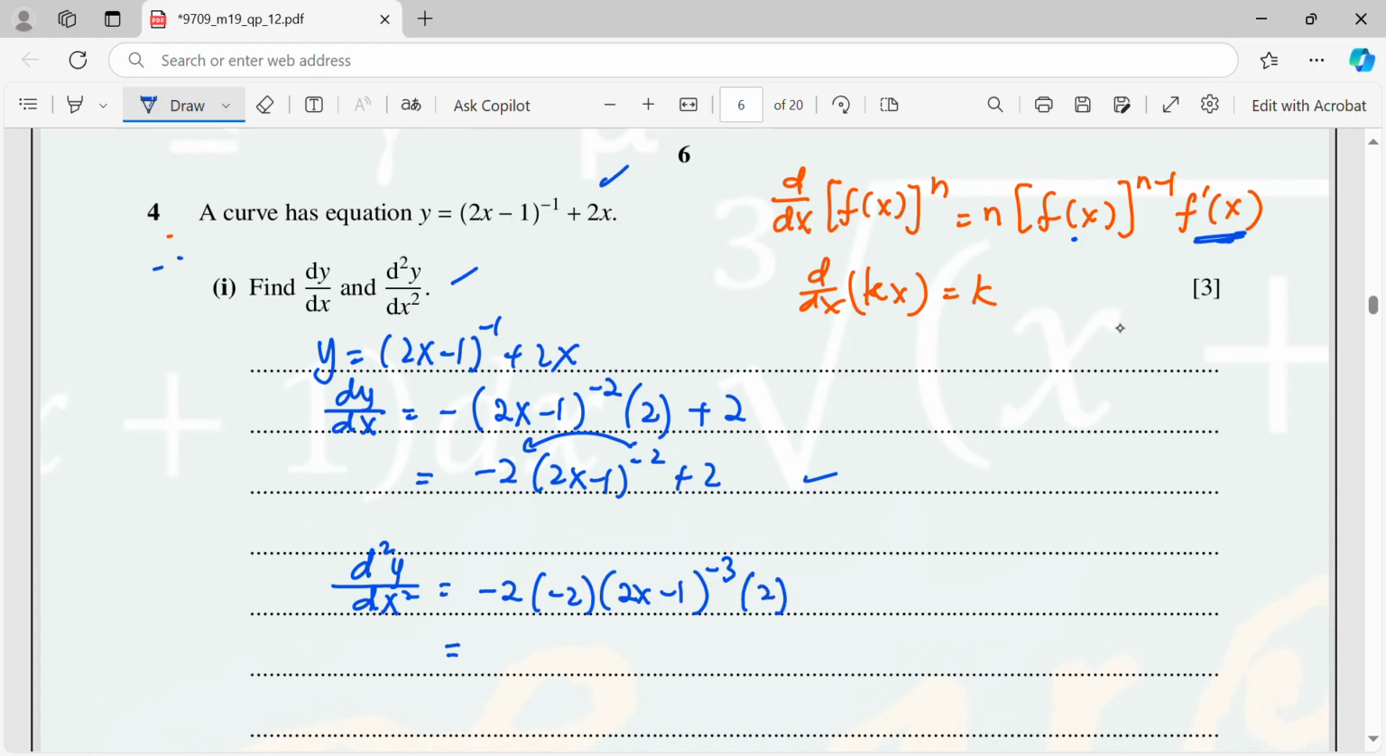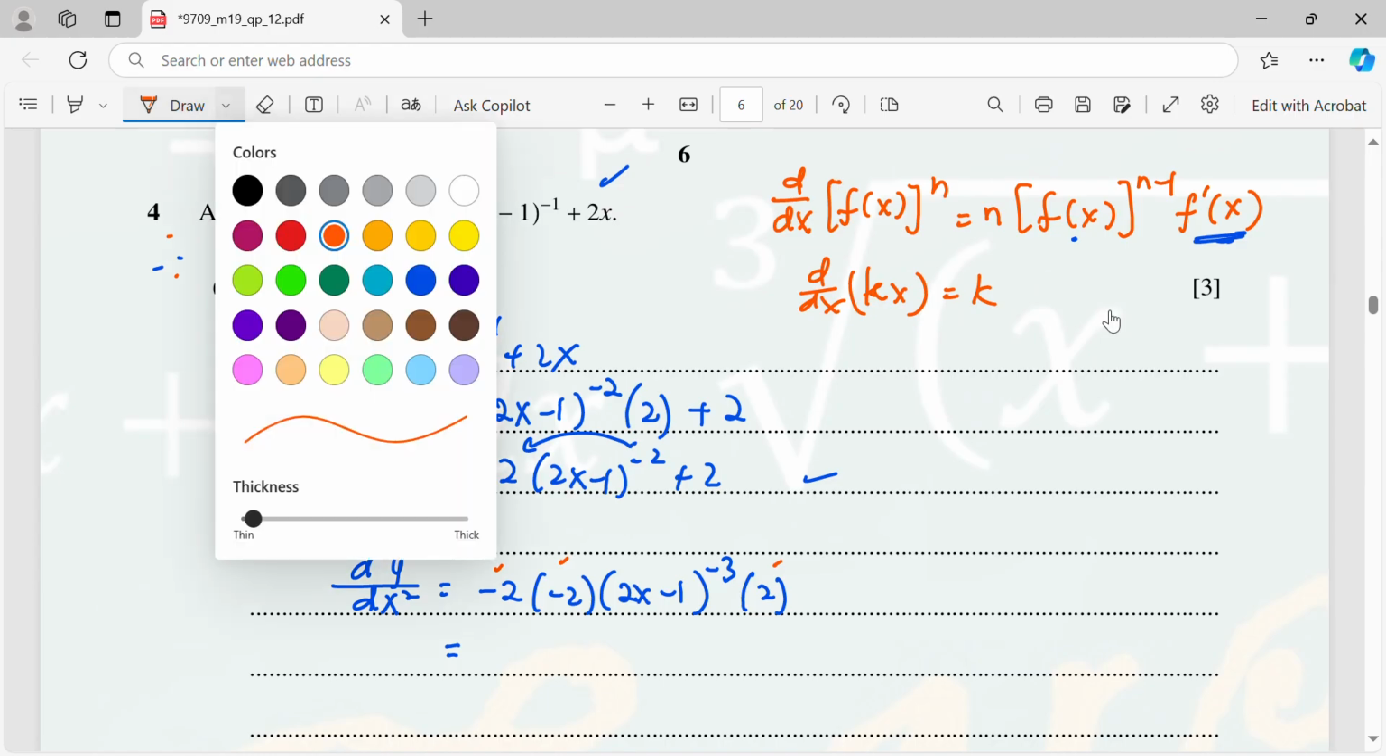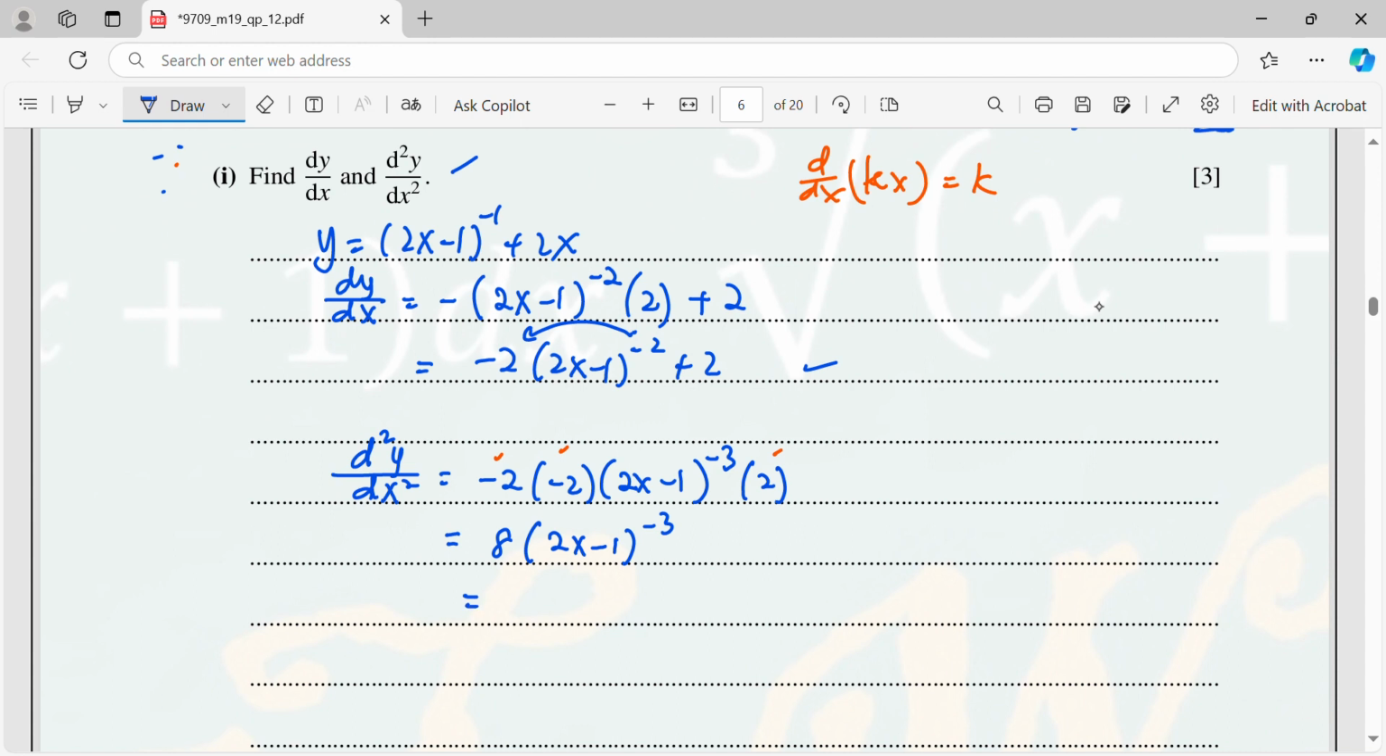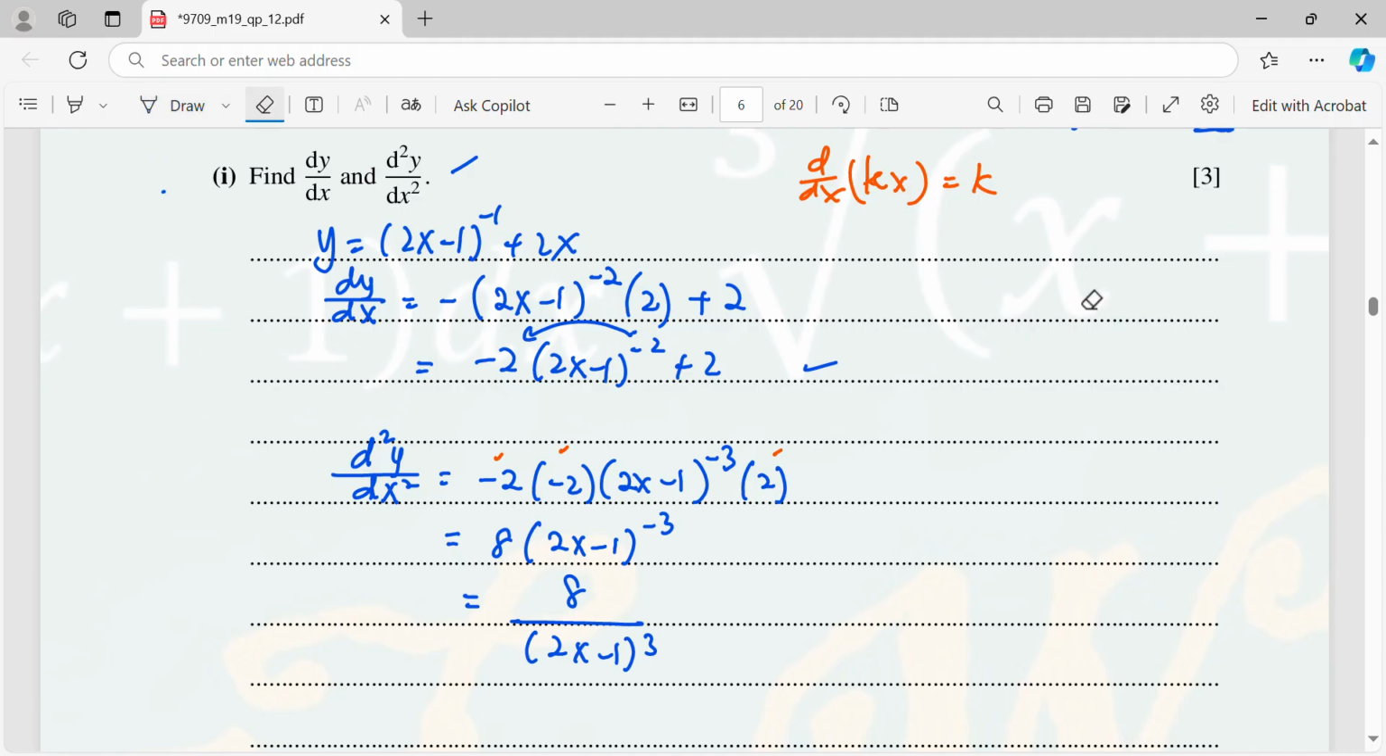Then from here, when you simplify, basically minus 2 times minus 2 is positive 4. Positive 4 times 2, it becomes 8. So I will be getting 8 (2x minus 1) to the power of negative 3. You may leave your answer in this form, or you change to 8 over (2x minus 1) cubed, as your final answer. So that's all for the first part.